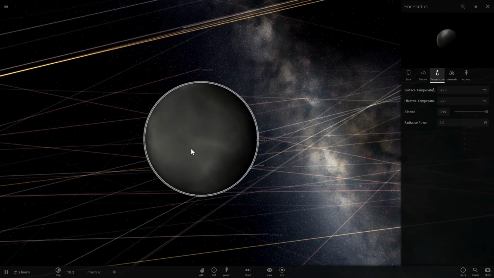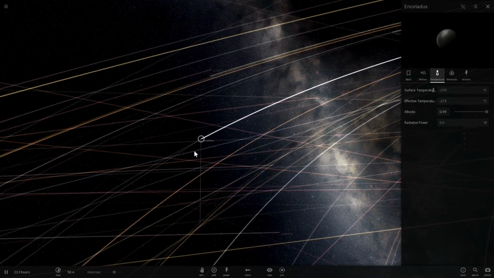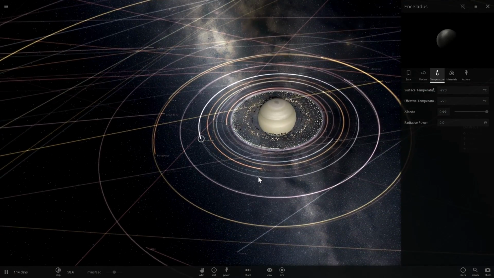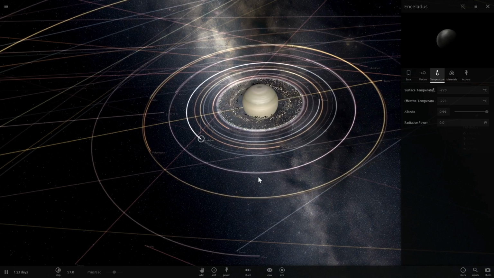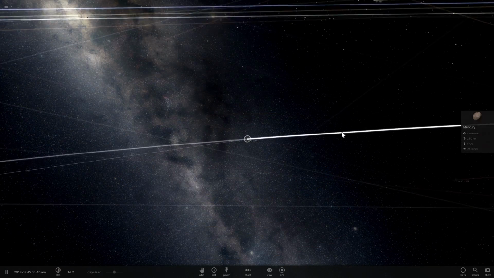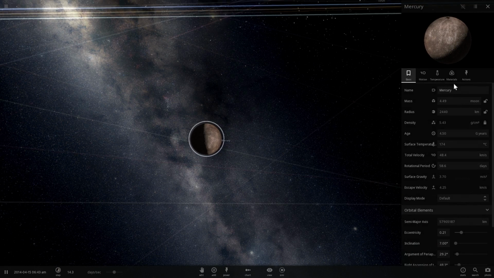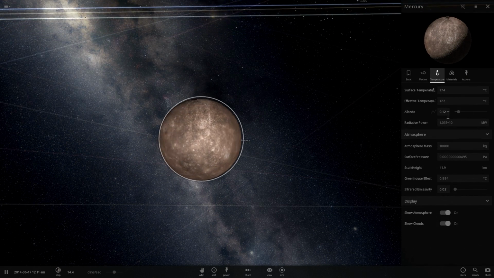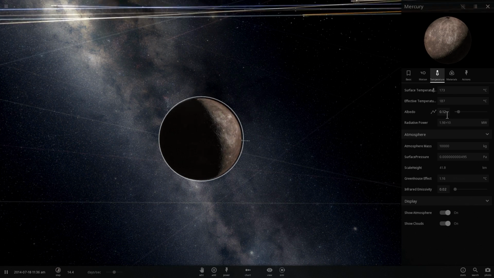Now, it doesn't actually look like this. It looks a lot more beautiful than this. But it is the most reflective object in our solar system. But when it comes to least reflective objects, that would actually surprisingly be Mercury. So Mercury absorbs quite a lot of its solar radiation, solar light, and its albedo here is at 0.12.